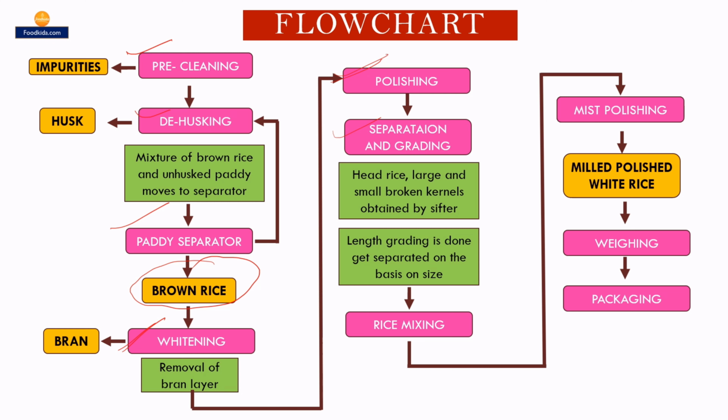Now after that, proper length grading is done and the rice is separated on the basis of size into head rice, large and small broken rice. Then after the grading step, proper rice mixing is done, meaning proper blending is done in the correct manner, depending on the country's standards. And after that, final polishing is done, in which a mist of water is used in order to remove the dust particles, which increases the luster of the rice. And finally we obtain the milled polished rice, which is weighed and packed into sacks.